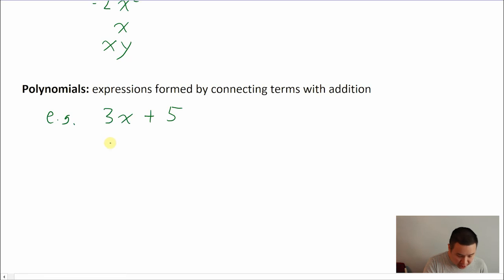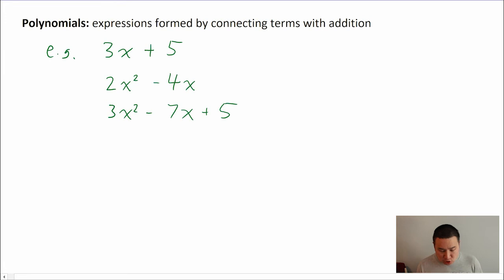Let's take a look at one that has a negative term. So we have positive 2x squared. We have negative 4x. And when we add them together, that forms 2x squared minus 4x. That's a polynomial. You can have more than 2 terms. You can have something like this, 3x squared minus 7x plus 5. Okay. So we have a positive 3x squared, that's one term. We have a negative 7x, that's another term. And we have positive 5. That's yet another term. Stitch them all together. 3x squared minus 7x plus 5. That's a polynomial.